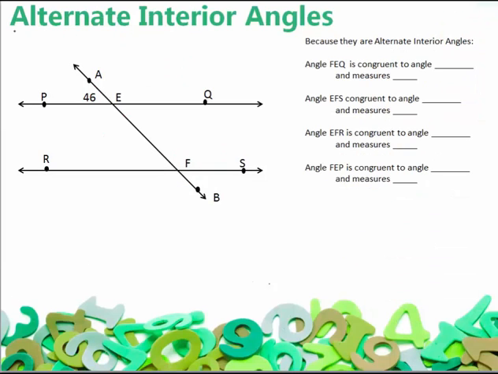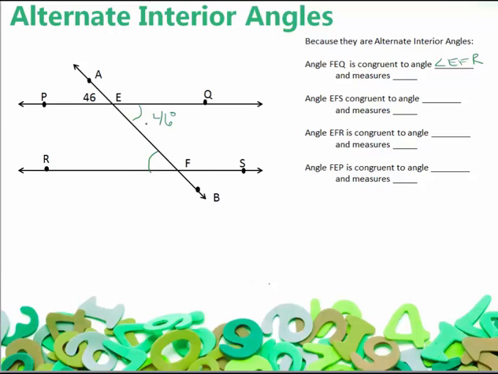Our next slide is on alternate interior angles. Alternate interior angles are angles that alternate, but they stay on the inside of the parallel lines. So they stay inside these 2 lines. So if we look at angle FEQ, we're looking at this angle right here, which we know is 46 degrees because it's a vertical angle to the 46 degree one we have here, PEA. So FEQ is going to be congruent to EFR.